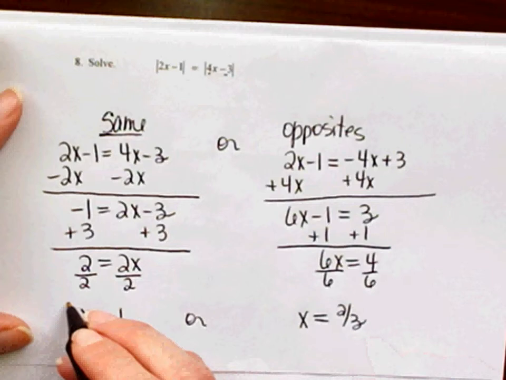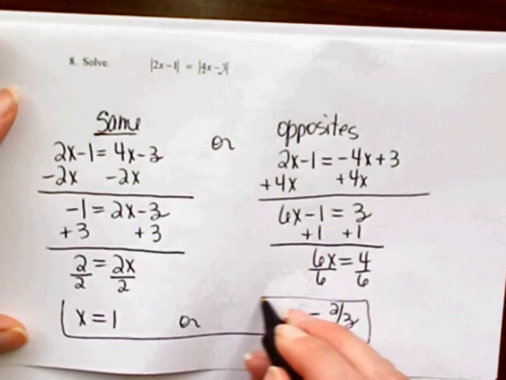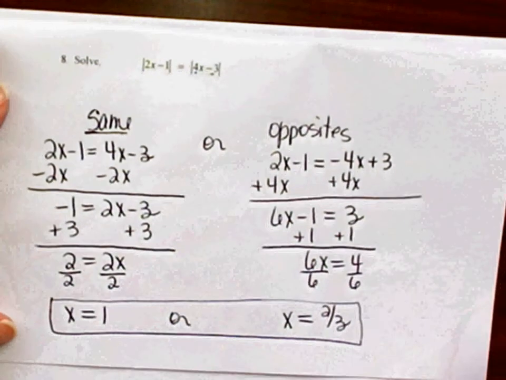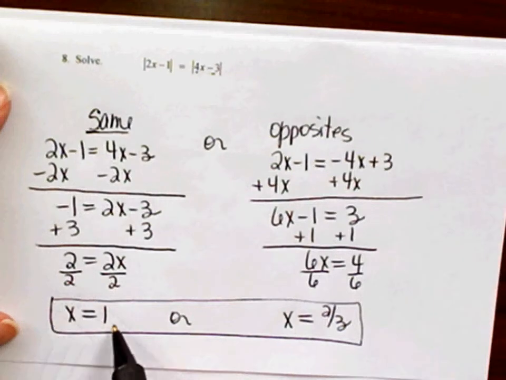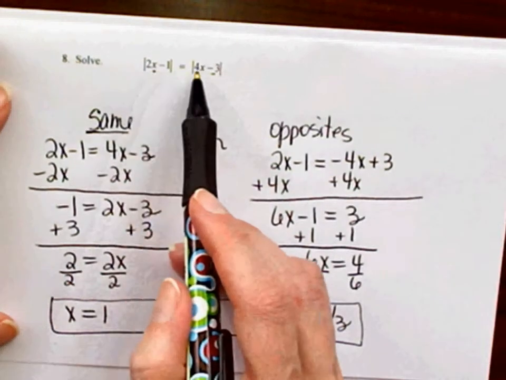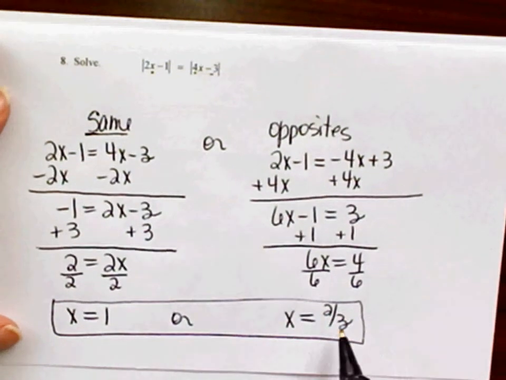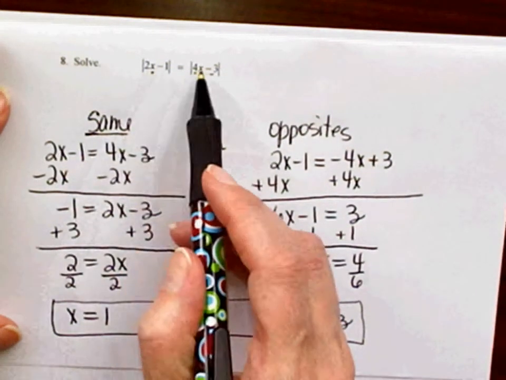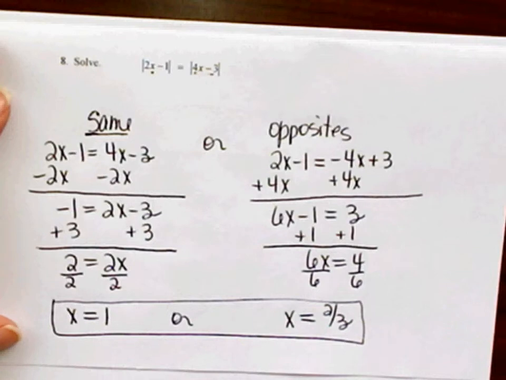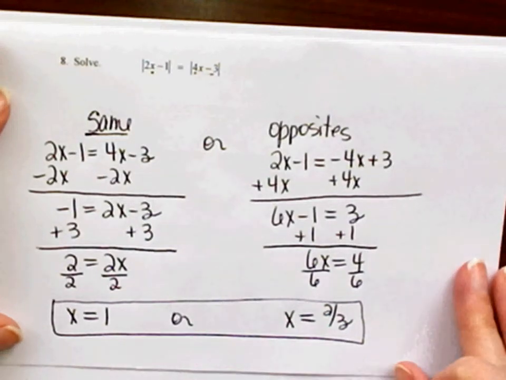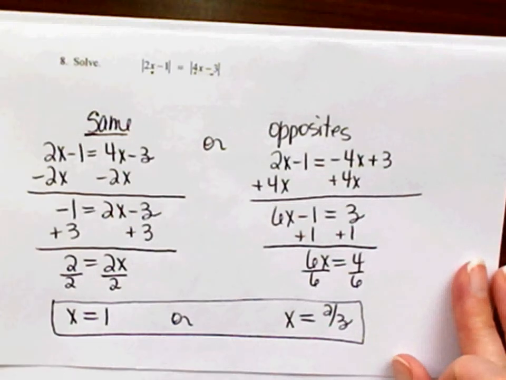So we're ending up with 1 as well as 2/3. You could plug it in. Once again, you could take the answer of 1, plug it in place of all the x's to see if it checks. It should, and it will. 2/3, plug it in place of my x's to check. Might be a good way to make sure that you're understanding the material. Let me give you a second to look at that one, and then we're moving on to problem 9.